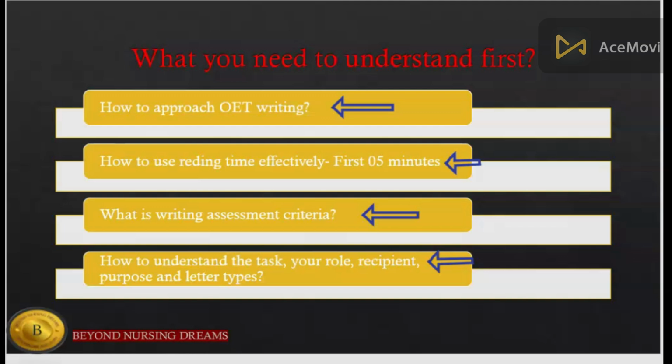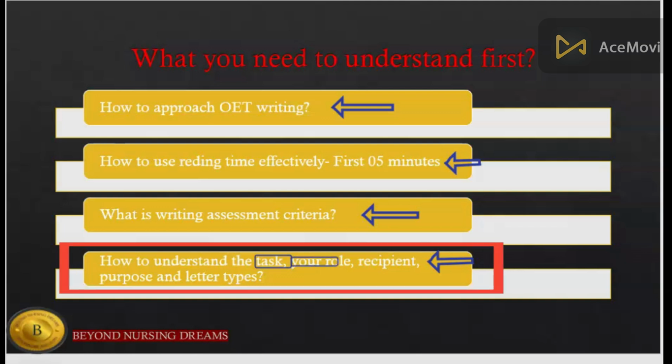Whenever you are preparing, try to focus on the task. Most of the time it is very clear, and everything will be mentioned in the task at the end of your OET question paper. You will be successful if you really understand the task of the letter, your role and the role of the receiver, what the purpose of that letter is, and what kind of letter it is.